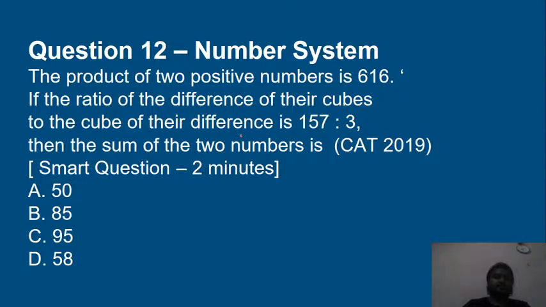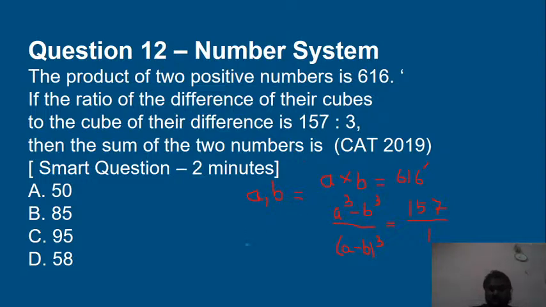Okay guys, so let us solve this question. The question says the product of two positive numbers is 616, and the ratio of the difference of their cubes to the cube of their difference is 157 by 1. So अगर हमारे numbers a और b हैं, तो क्वेश्चन के हिसाब से a into b is equal to 616, and the ratio of a cube minus b cube divided by a minus b whole cube is 157 by 1. यही है क्वेश्चन कह रहा है.